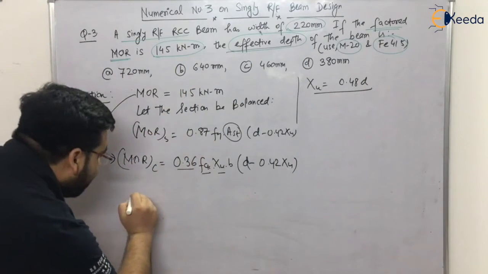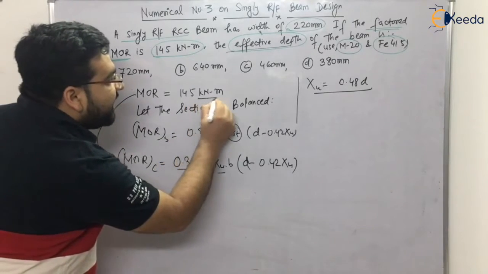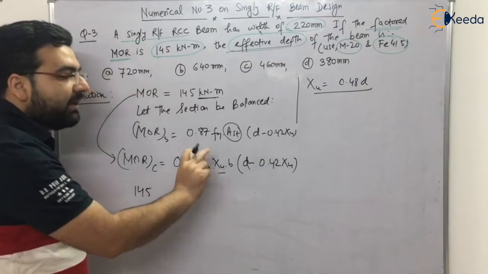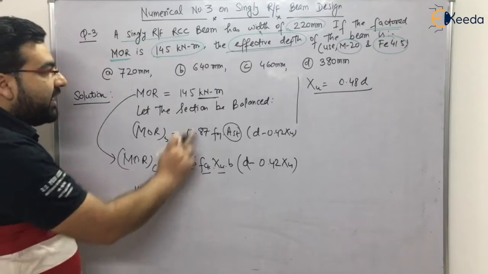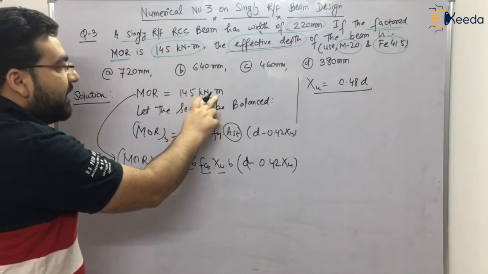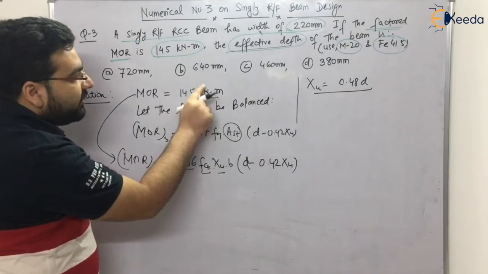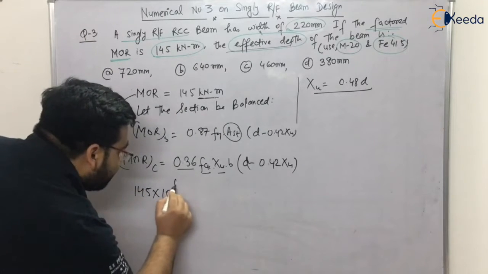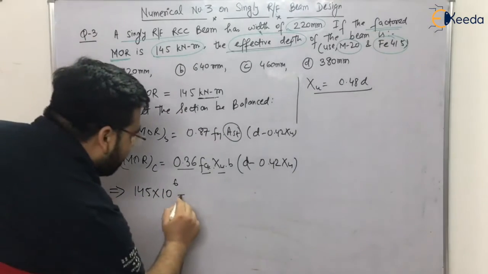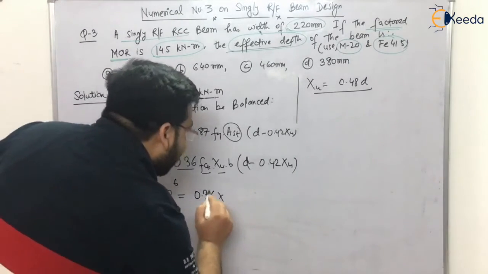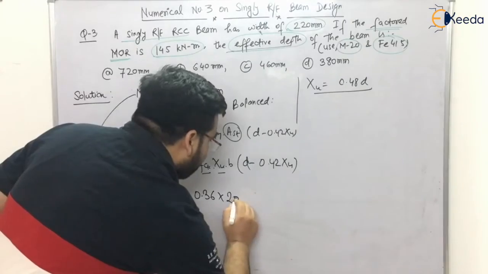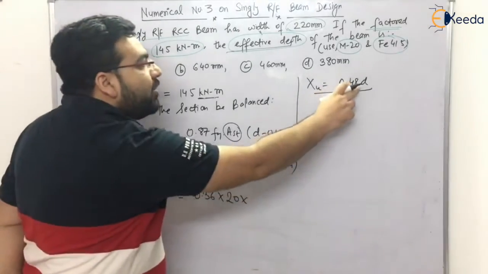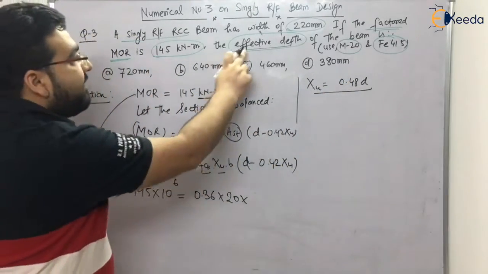The moment of resistance is 145, but the unit is kilonewton meter, so I have to multiply it by 10 raised to power 6, because the right hand side will be in Newton mm. To convert kilonewton meter to Newton mm, multiply by 10 to the power 3 into 10 to the power 3, that is 10 to the power 6. It equals 0.36 fck, which is 20, into Xu. How much is Xu? 0.48 d, because d is what I have to determine, the effective depth.